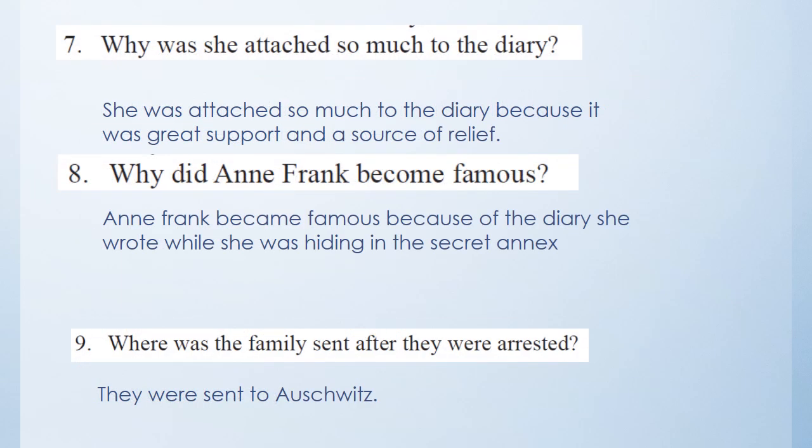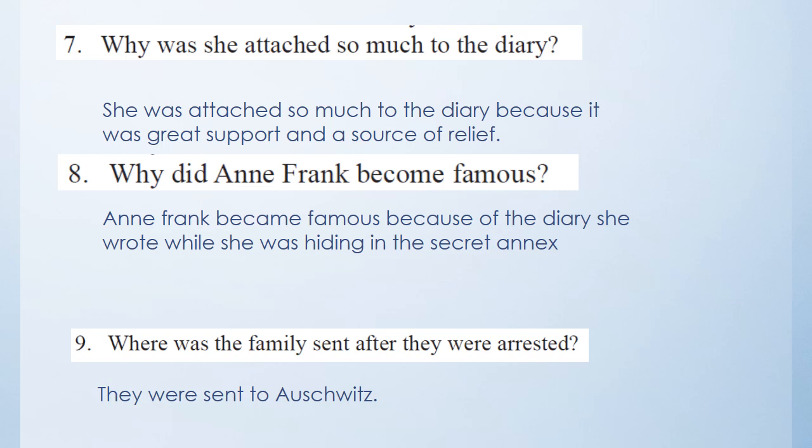Seventh question. Why was she attached so much to the diary? She was attached so much to the diary because it was great support and a source of relief.